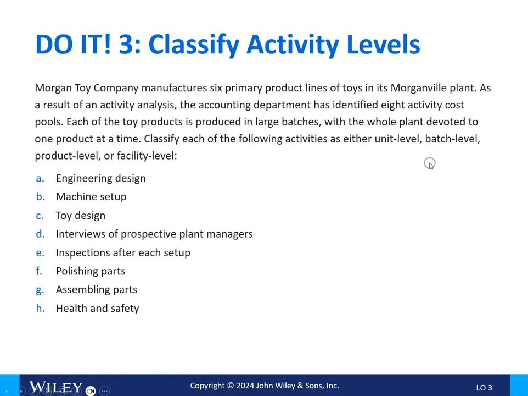So let's look at some activity levels. Morgan Toy Company manufactures 6 primary product lines in its Morganville plant. As a result of an activity analysis, the accounting department has identified 8 activity cost pools. Each of the toy products is produced in large batches with the whole plant devoted to one product at a time. Classify each of the following activities as either unit level, batch level, product level, or facility level.